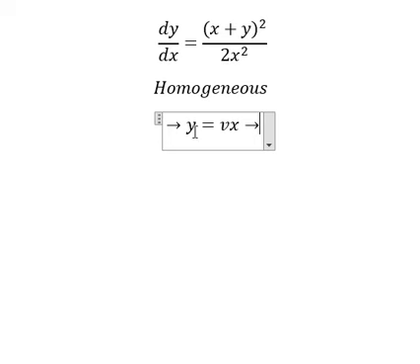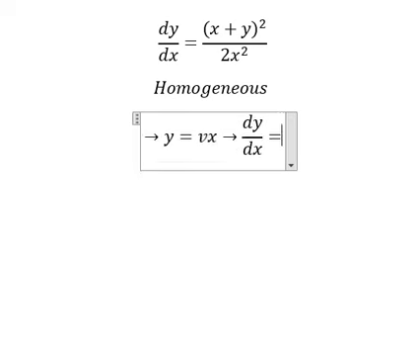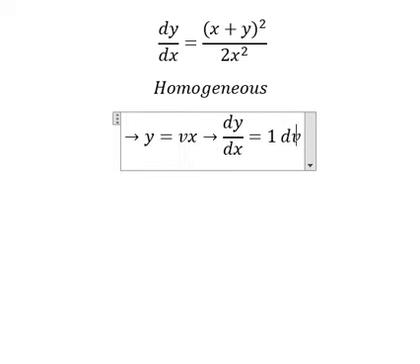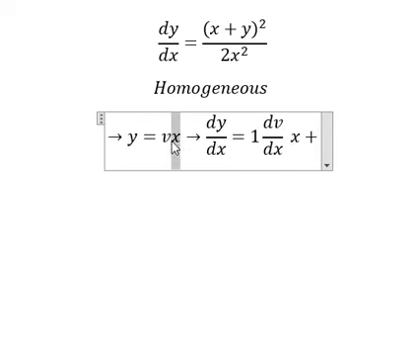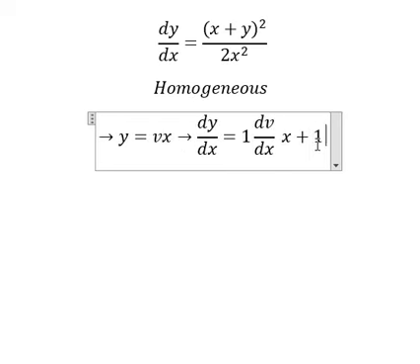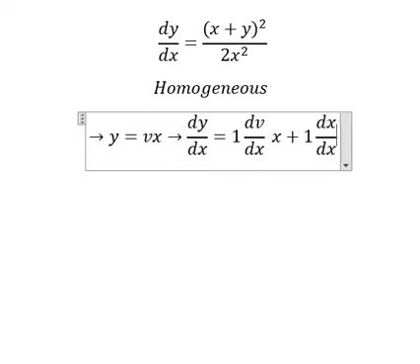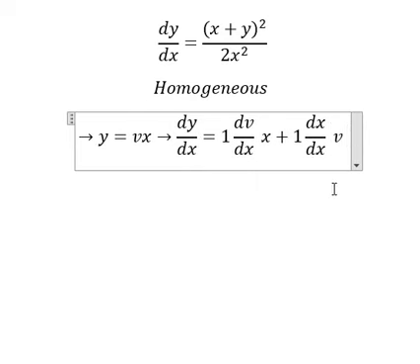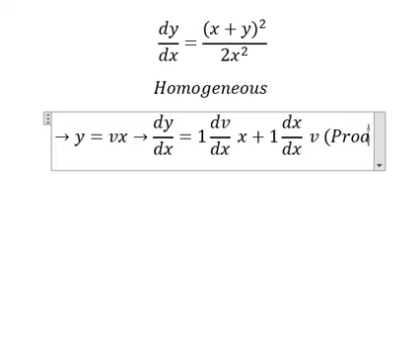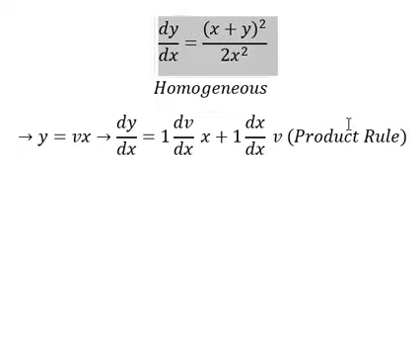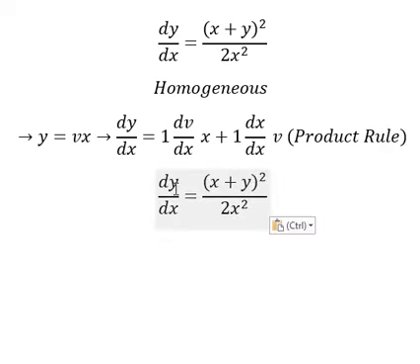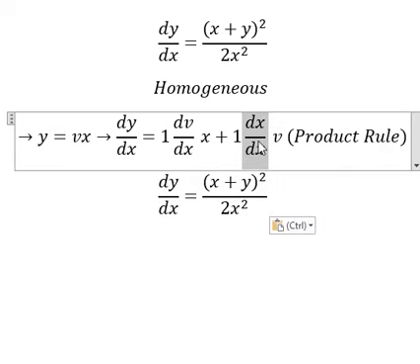Later, we need to first take the derivative of both sides. This one is number 1, dv over dx multiplied by s. This one is number 1, dx over dx multiplied by v. And this is the product rule of the derivative. So this one we cancel.